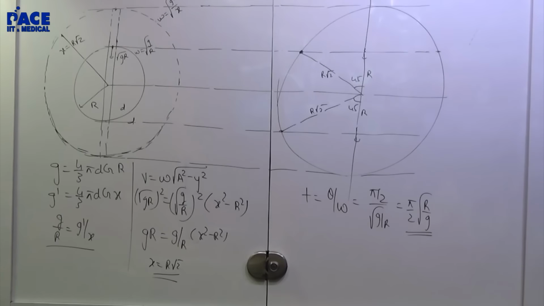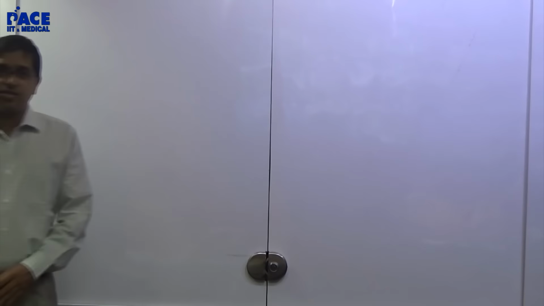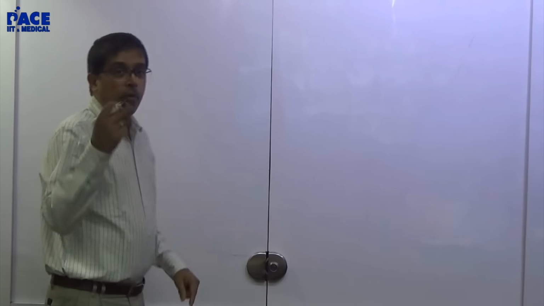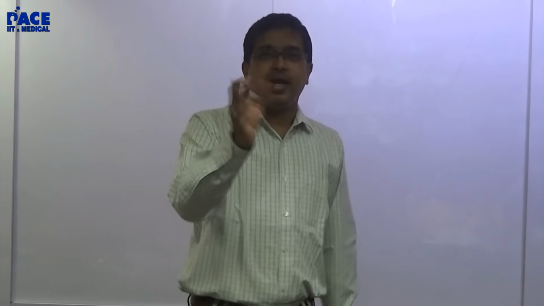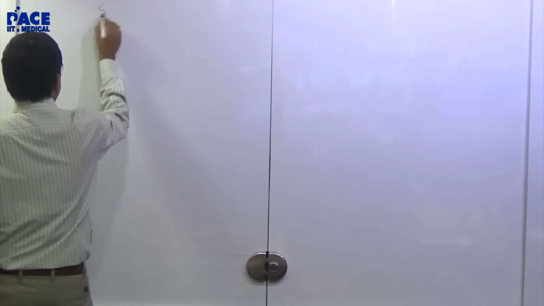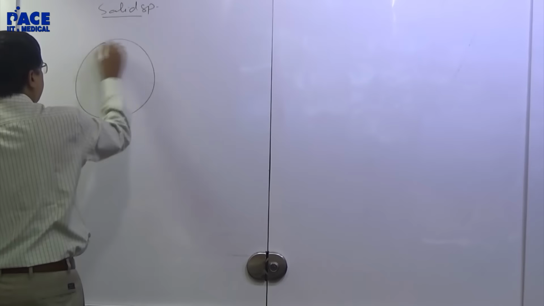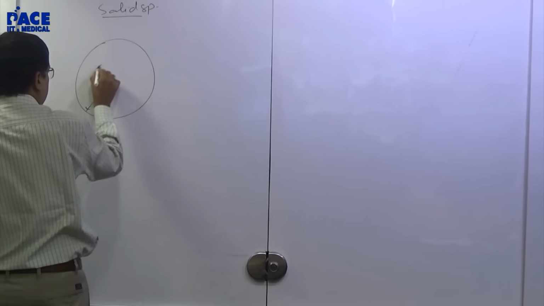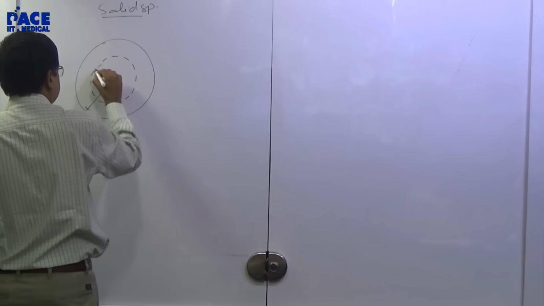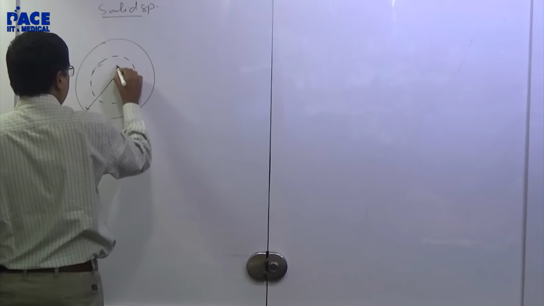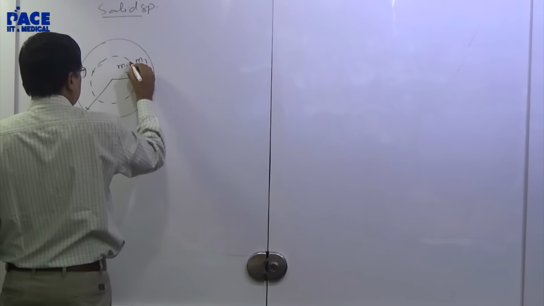So there are two schools of thought. If you people understand this, potential due to a solid sphere, I kept it in abeyance. Solid sphere, understand this value of potential. I need the potential at a distance of small m. This is m1 and m2.